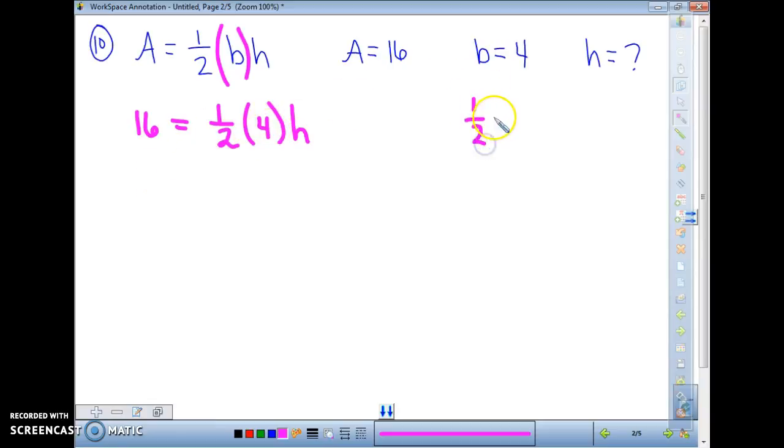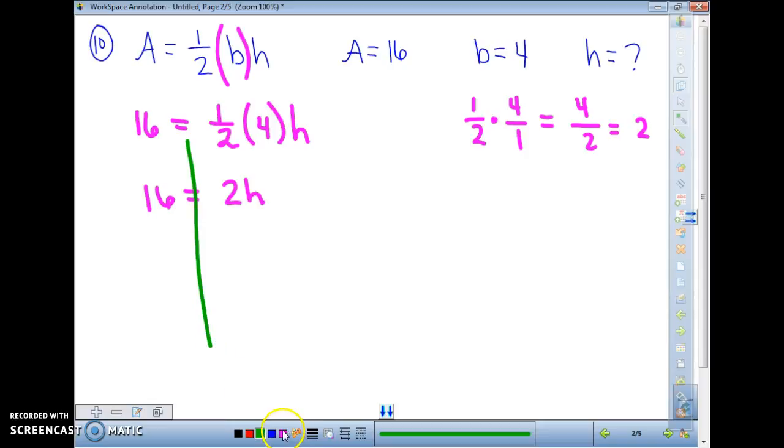You can come over here and work that out. You can say that's 1 over 2 times 4 over 1, isn't it? A little top times top, bottom times bottom, and you see that that works out to be 2. So you can either multiply it out or you can just say half of 4 is 2. So that becomes 2h, and I'm going to bring that 16 down. Okay? All right, and then we're going to solve it by doing what? Right, dividing both sides by 2. Okay? So that gives me that h is equal to 8.